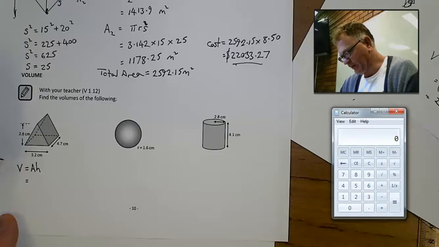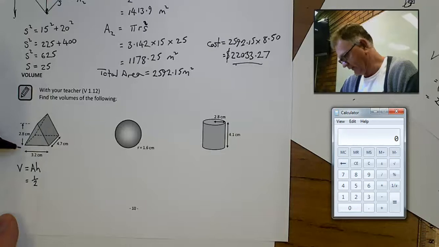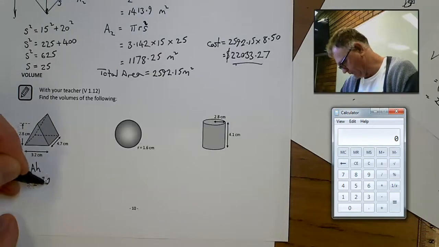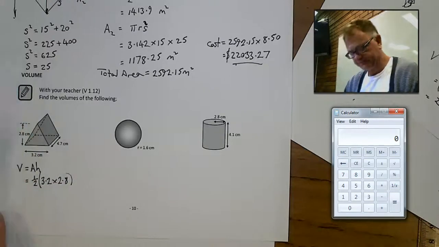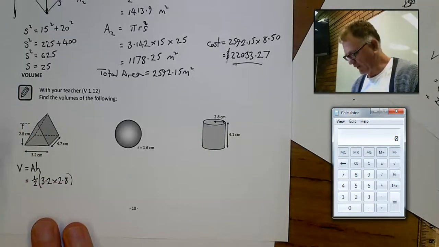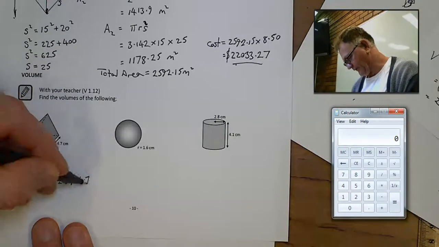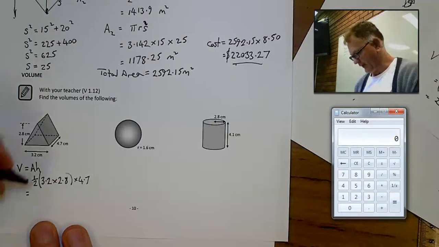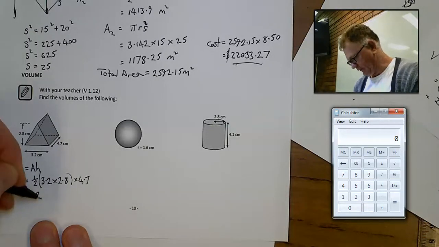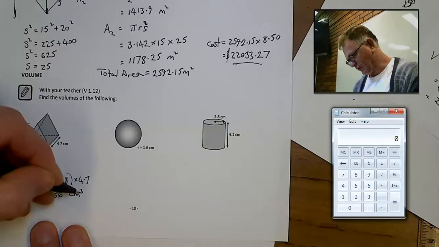So the area of the triangle is half base times height, so it'll be half 3.2 times 2.8. And I've got to multiply the whole thing by the height of the prism, times 4.7. Now I've done this beforehand, and it works out to be 21.056 centimetres cubed for a volume.